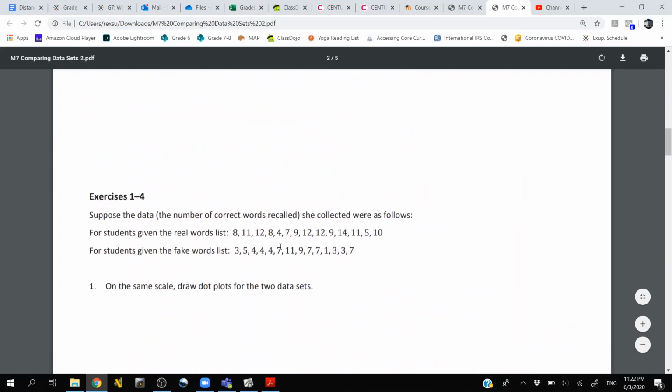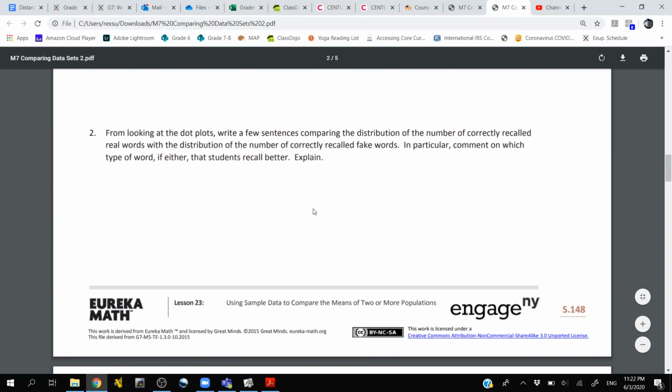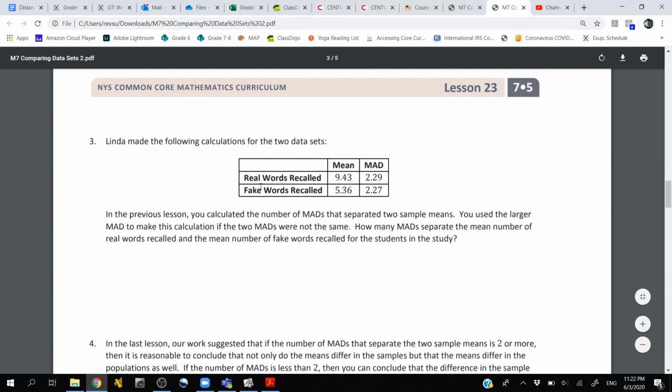Just eyeballing this, I can tell. So looking at your dot plots, it should be very, very clear which one students remember better. And describe those distributions here.